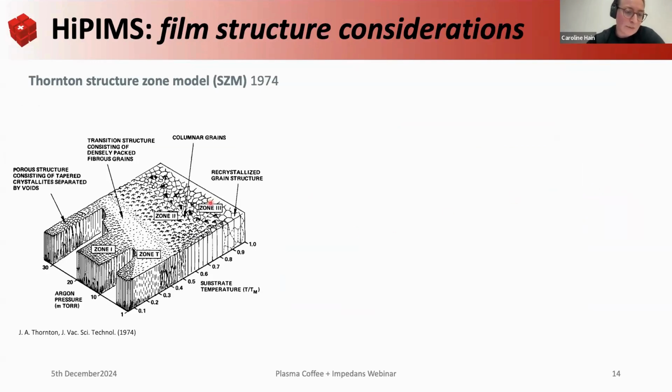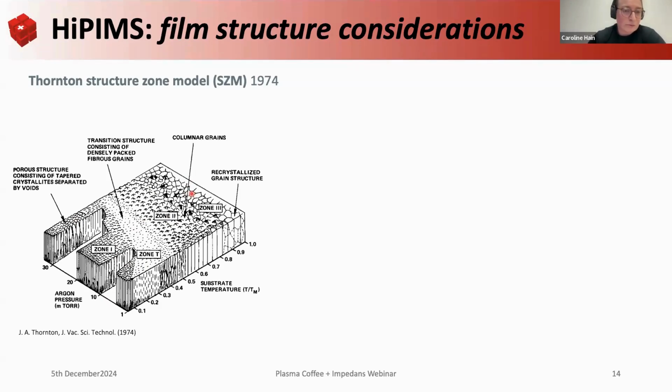Just briefly, of course, this is just to give an idea. It's never one-to-one, but it helps you orient yourself on what kind of structure you could possibly obtain. Here it's as a function of our pressure inside the chamber, for argon, our inert gas, and then as a function of the substrate temperature. It's actually a ratio between the substrate temperature and the melting point of the deposited material. Right, so you have these different zones, and we can go from something porous, tapered, to more columnar grains.